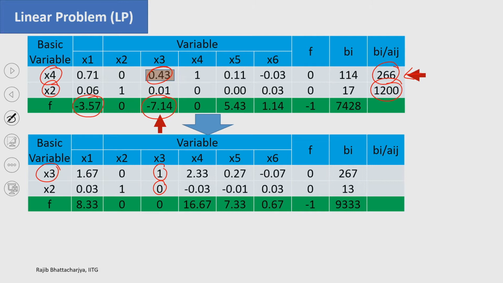So, in this table, if you look at the objective function row, there is no negative coefficient. Okay, all are positive, this is positive, this is positive, this is positive, this is positive, and this is also positive. So, therefore, it is not possible to decrease or to reduce the objective function value. So, that means we got the optimal solution.